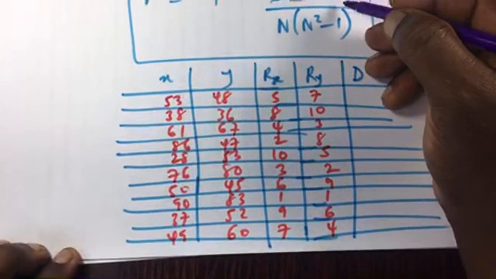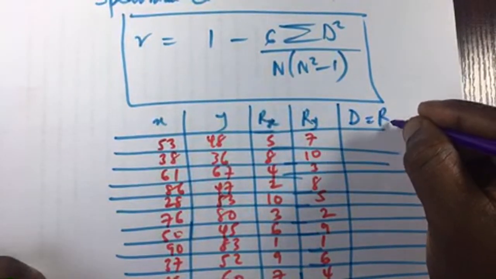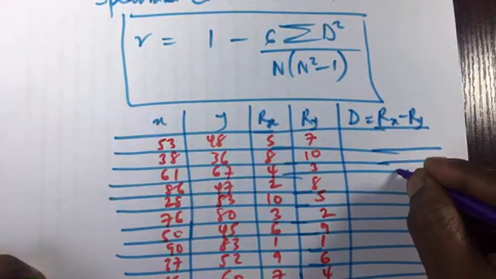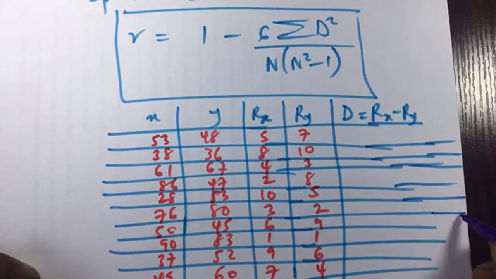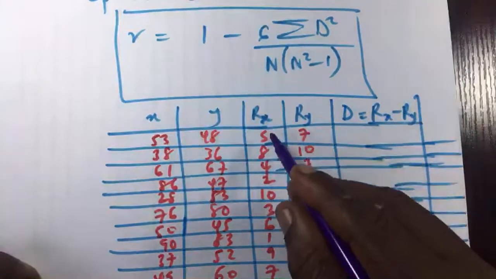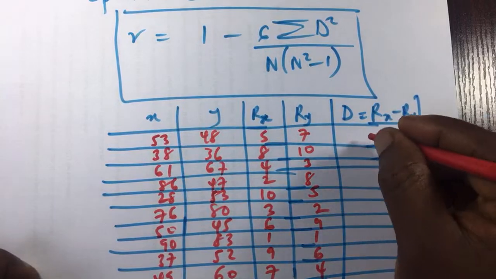This D in the formula is equal to the rank of X minus the rank of Y. So we are going to obtain the D value. So you come over here and obtain your D values. So what are your D values? D values, X minus Y. 5 minus 3 will give 2, 5 minus 7 will give you minus 2.